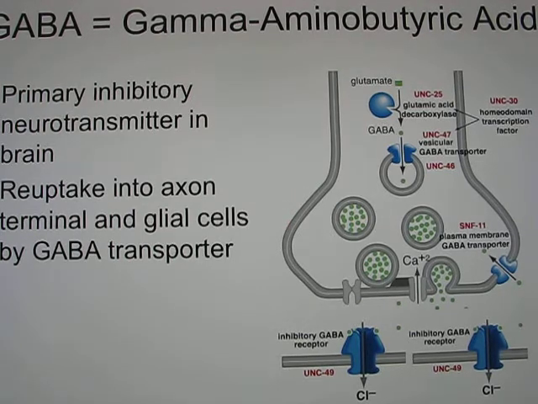GABA is an inhibitory neurotransmitter. All the previous three we talked about are excitatory, and GABA is inhibitory. When GABA is released, it binds with the chloride channel. When the chloride channel opens, chloride flows in, and the inside becomes more negative. So it creates an IPSP, an inhibitory postsynaptic potential, in the neuron. So it will actually make the neuron less likely to fire.